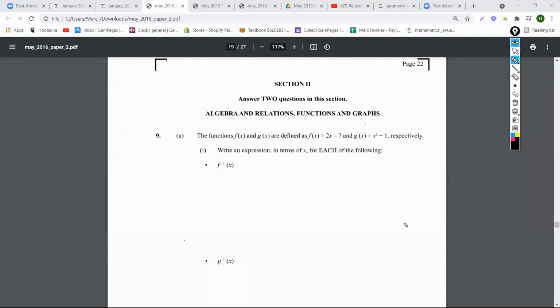Okay, guys, so let's continue from where we left off. This one here, number 9, says: functions f of x and g of x are defined as f of x is equal to 2x minus 7 and g of x is equal to x squared plus 1. The first part says, find the inverse for f of x.